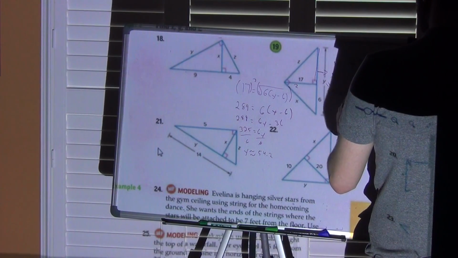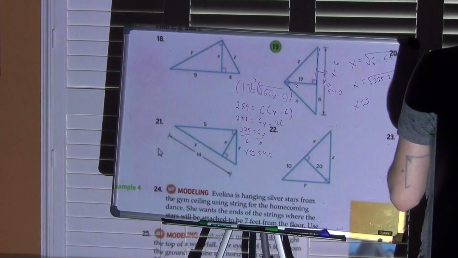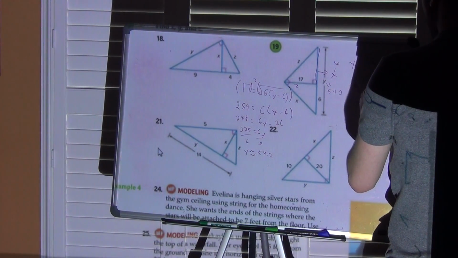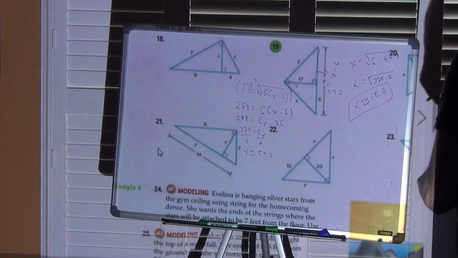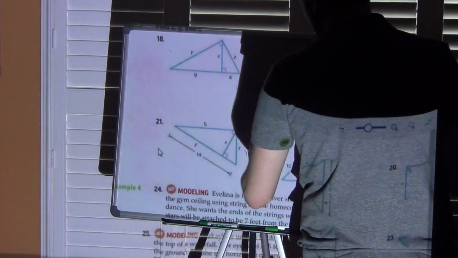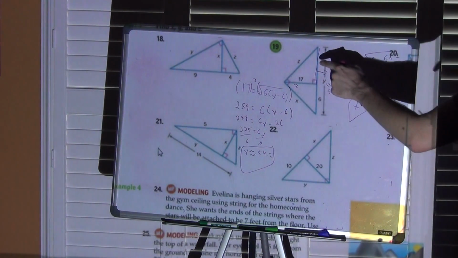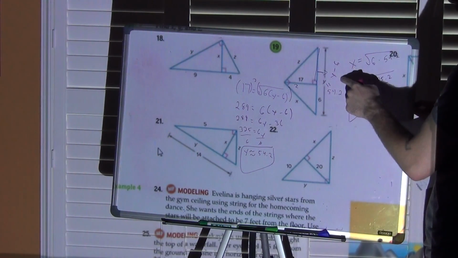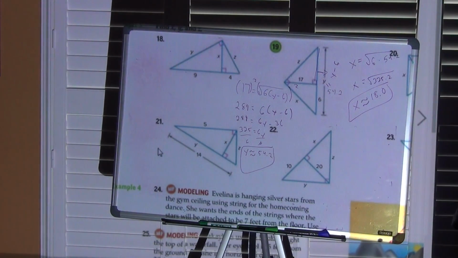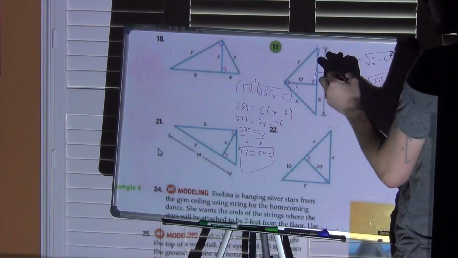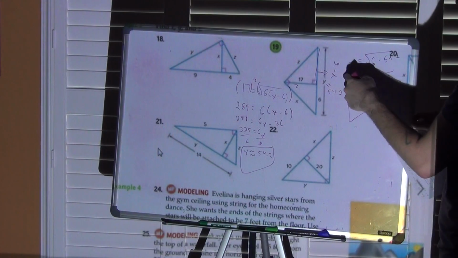So x is going to approximately equal 18, or 18.0. So that's how you get x. Now I have y, I have x. The only thing I'm missing is z. For z, I'm also going to need the length of this little side, which is y minus 6. So to find this length, I'm just going to do 54.2 minus 6.